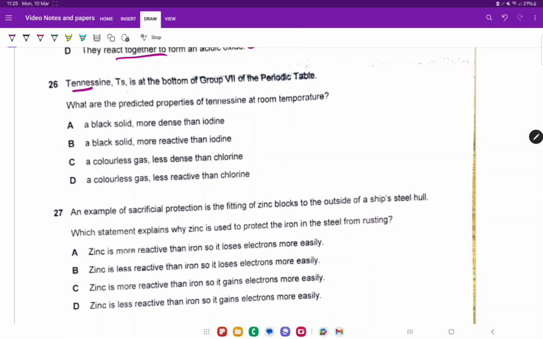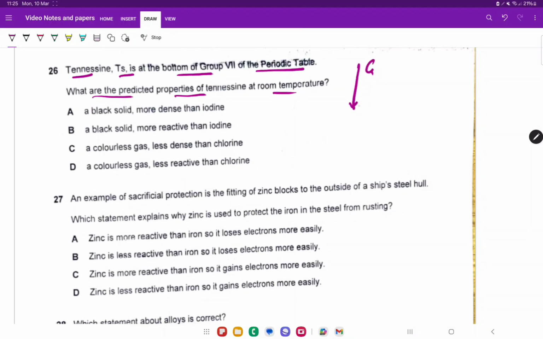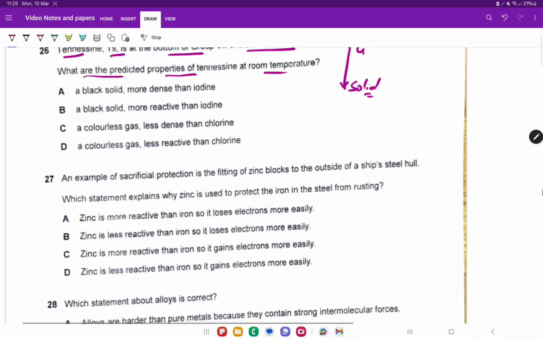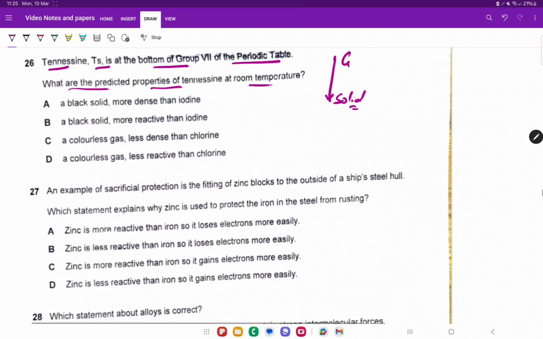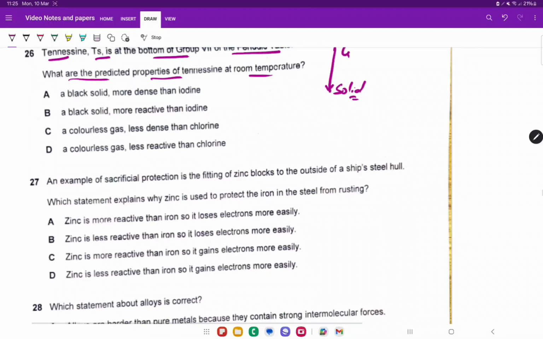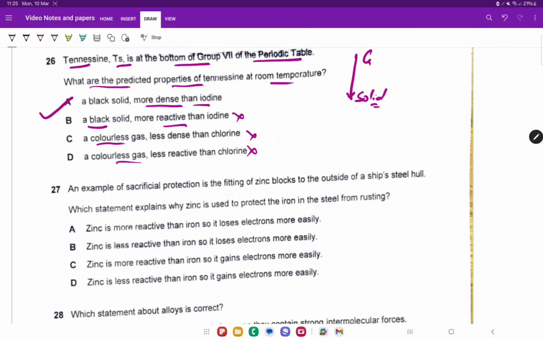Question 26, tennessine. Ts is at the bottom of group 7 of the periodic table. What are the predicted properties of tennessine? As we go down, the state changes from gases to solid in the case of halogens. It means it should be a solid, and the color changes from light to dark or black. The density increases. So we can say black solid, more dense than iodine. More reactive, no. Colorless gas, no. So it will be a solid, more dense than iodine.